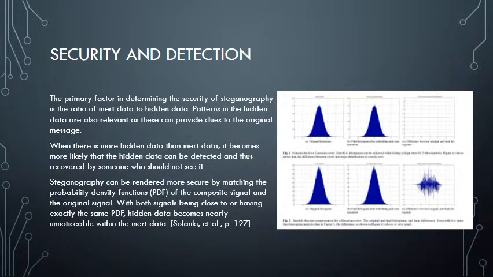Solanke and others in their paper cited later showed that steganography can be rendered more secure by matching the probability density functions of a composite signal and the original signal. If both signals are close to or have exactly the same PDF, then hidden data becomes nearly unnoticeable within the inert data. And the chart at left comes from page 127 of that paper, which appears in the bibliography.